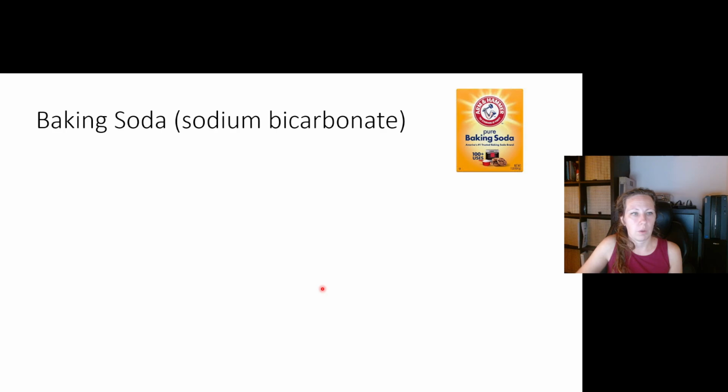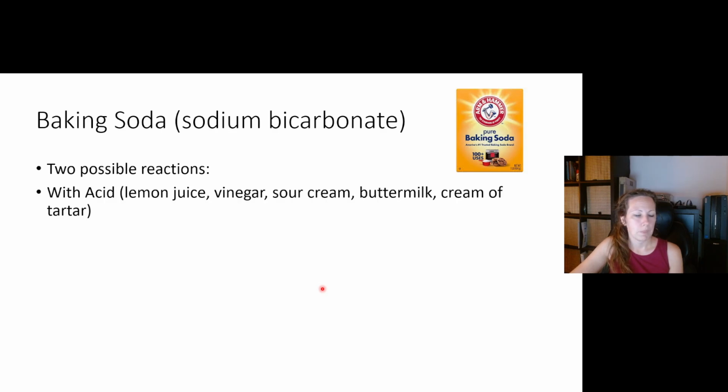Okay, baking soda, the chemical name for that is sodium bicarbonate. Okay, there are 2 possible reactions that can occur with baking soda. Okay, the first is you have baking soda and you add an acid, such as lemon juice, vinegar, sour cream, buttermilk, or cream of tartar.